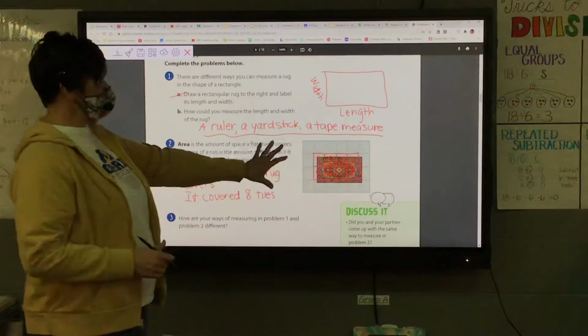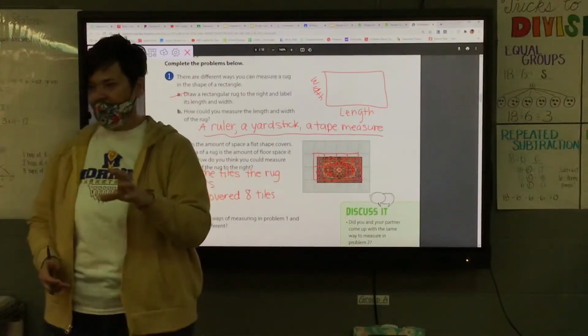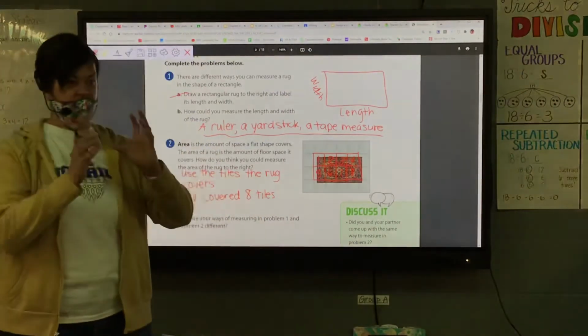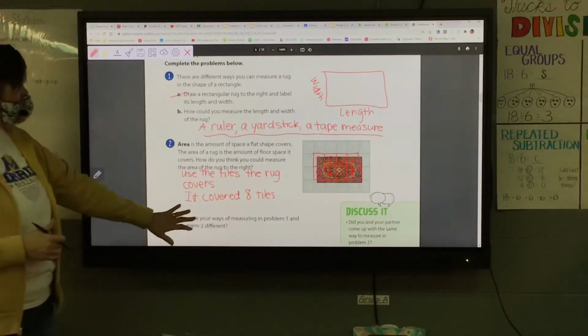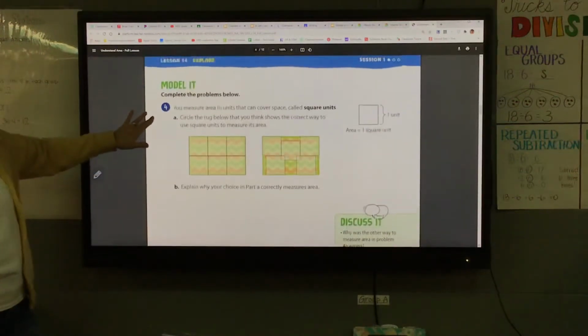Okay, do tiles have a specific unit of measurement like that? No. No, they're a little different, aren't they? They're more of a square unit, like we had talked about. Okay, we're not going to worry about writing things down for that. Let's look at the next page.